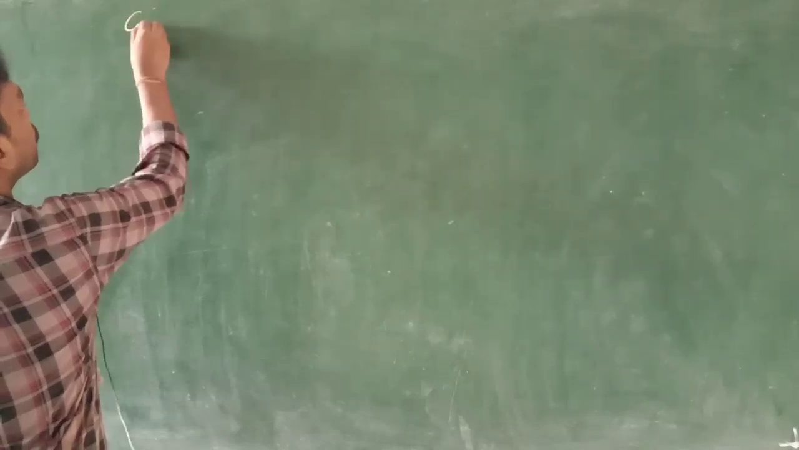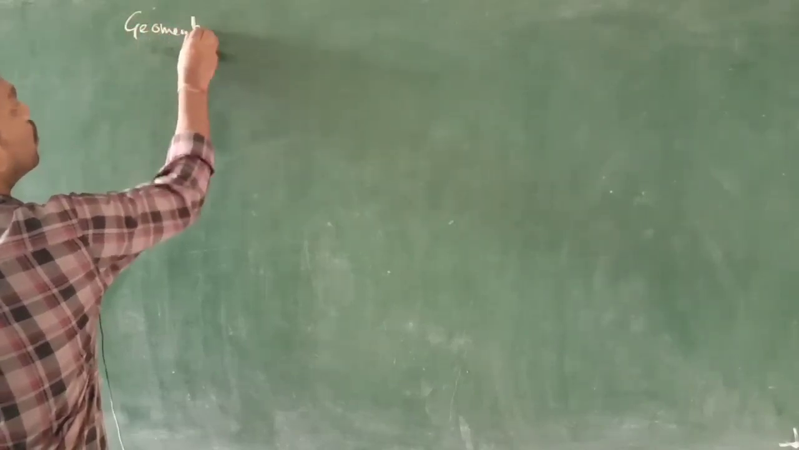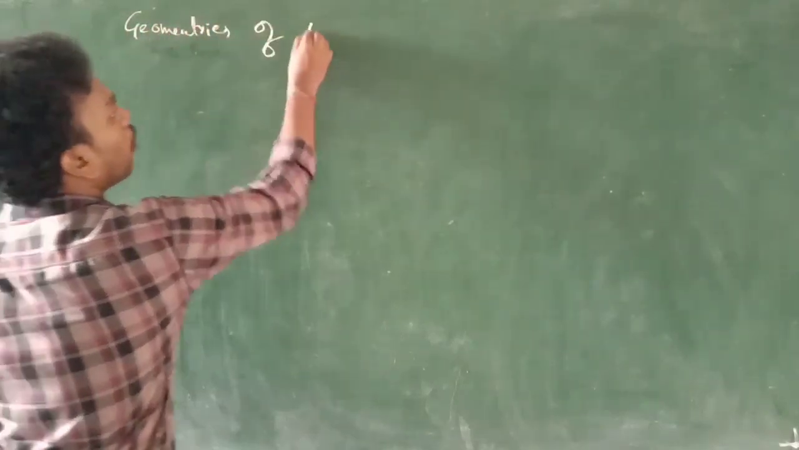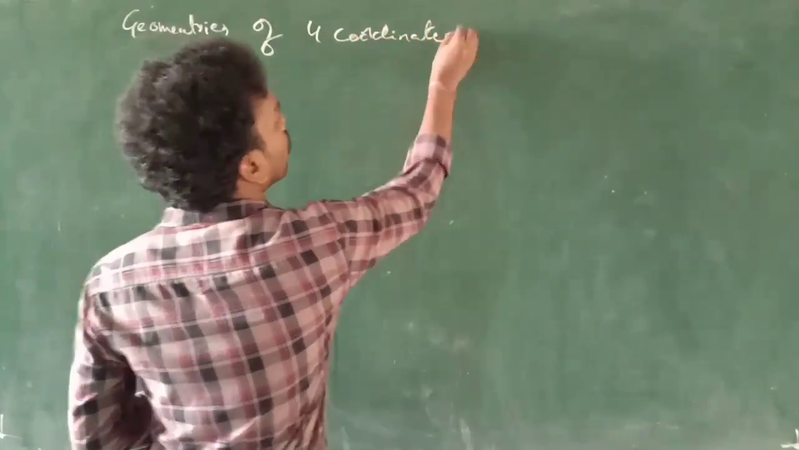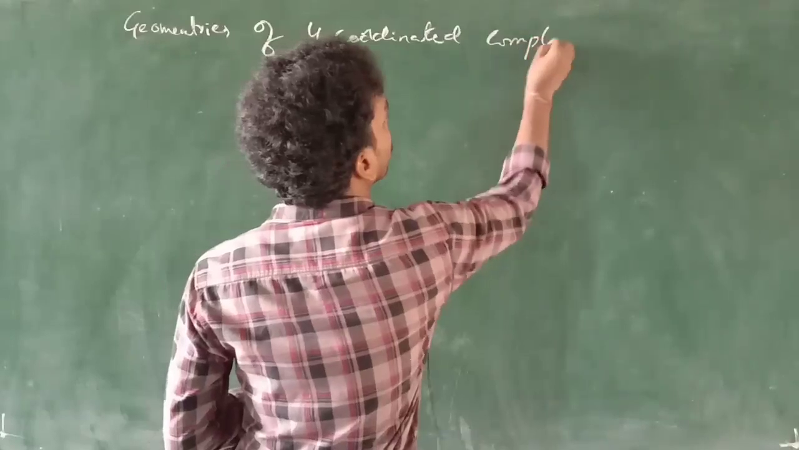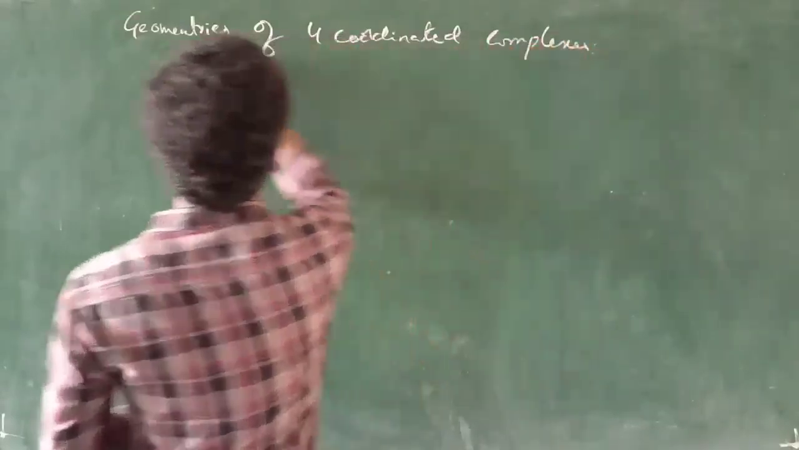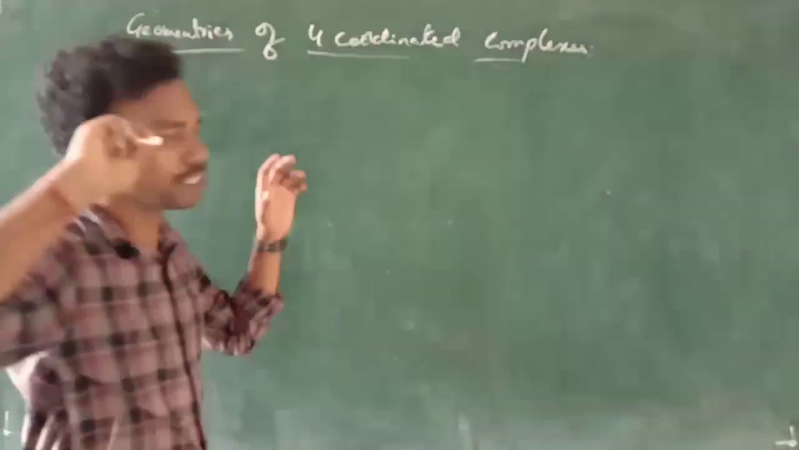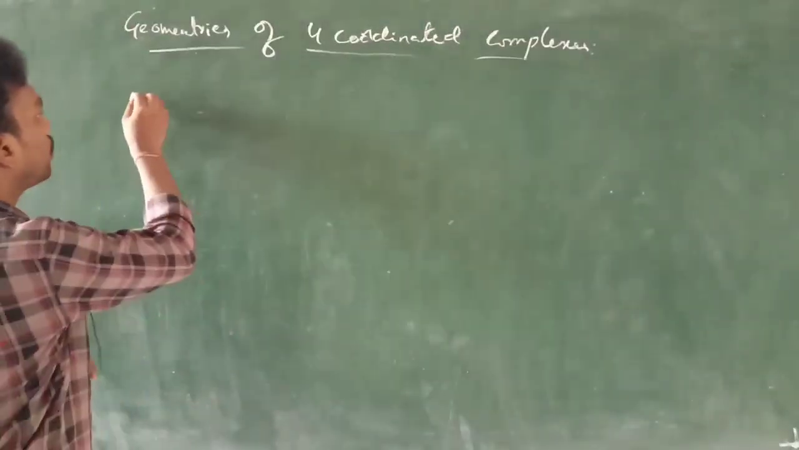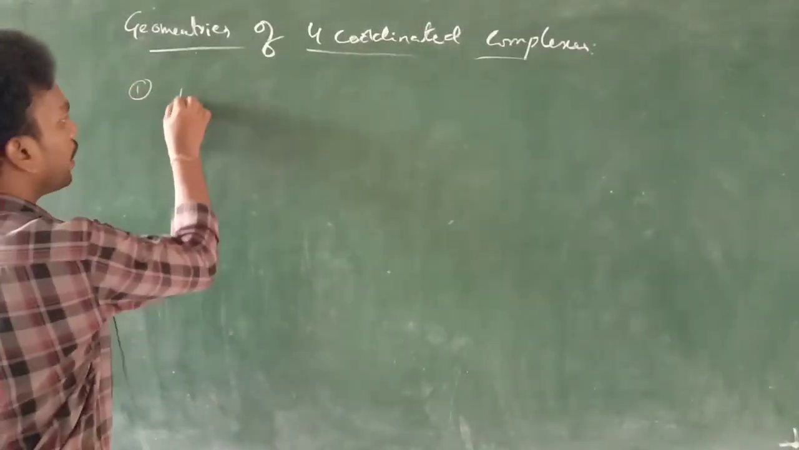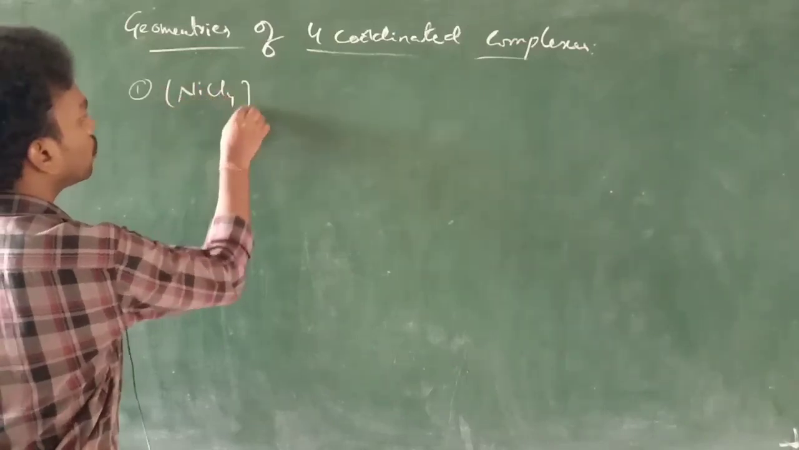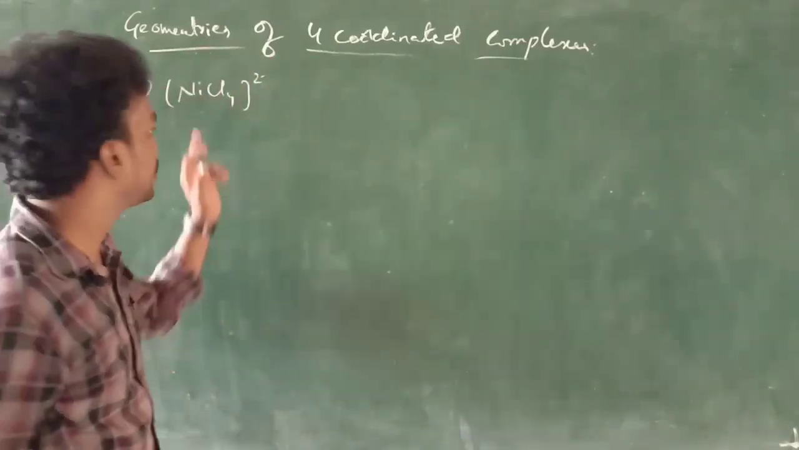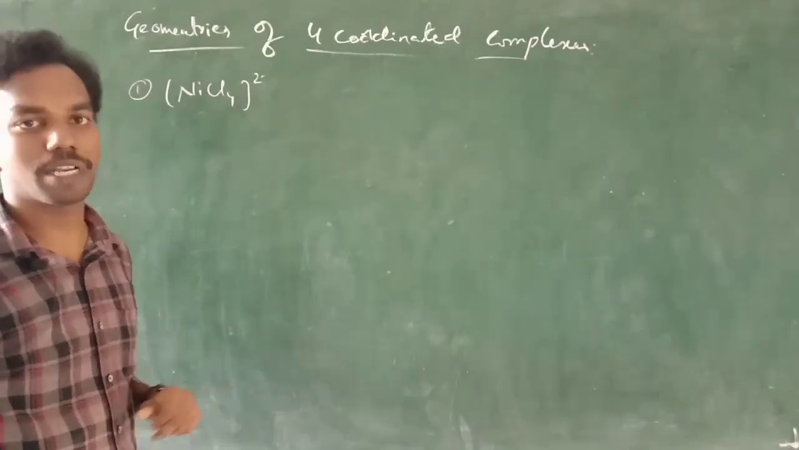First, let's look at the geometries of 4 coordinated complexes. Let's take an example: NiCl4 2 minus. So first, what is the IUPAC nomenclature for this complex?